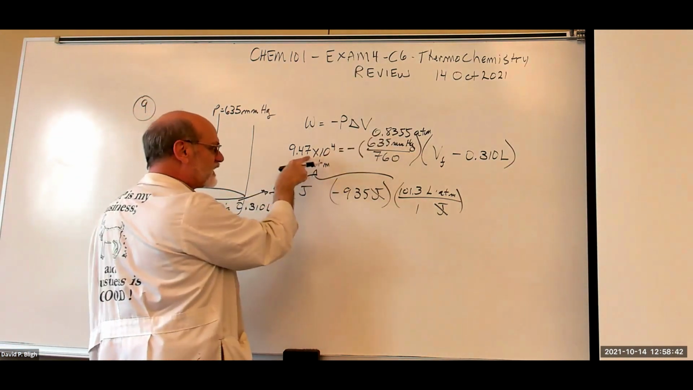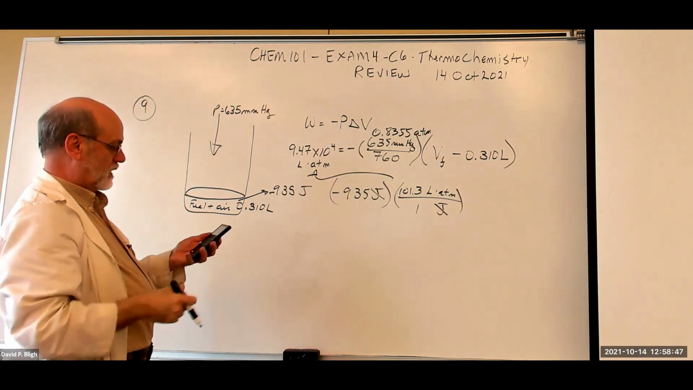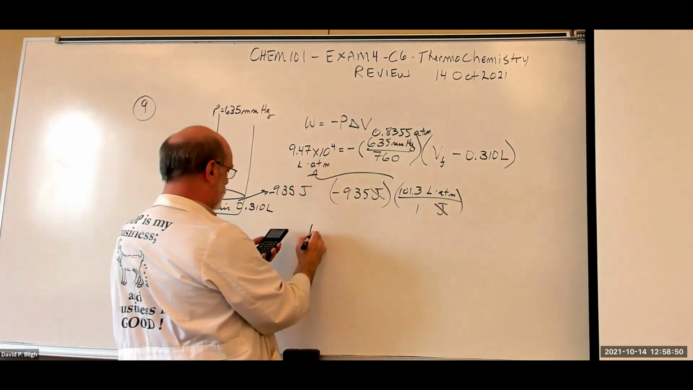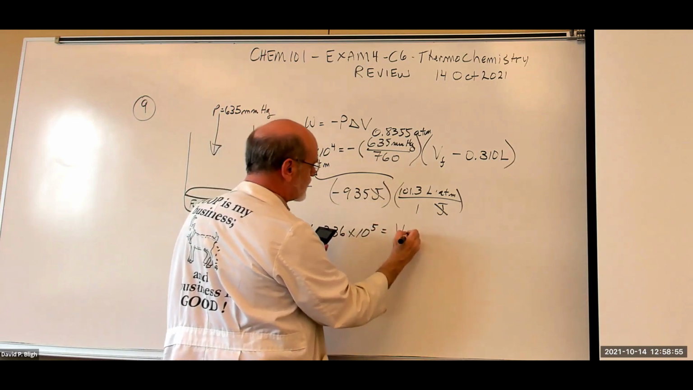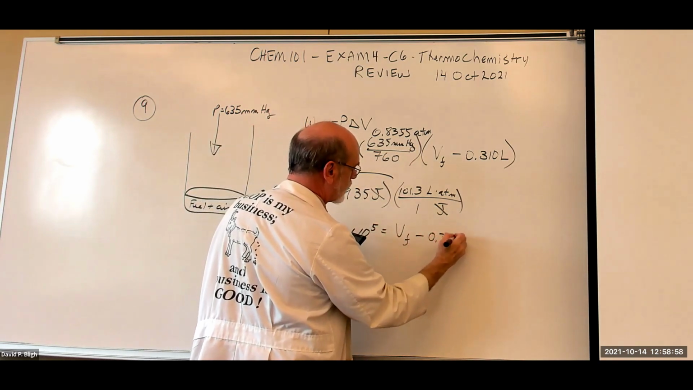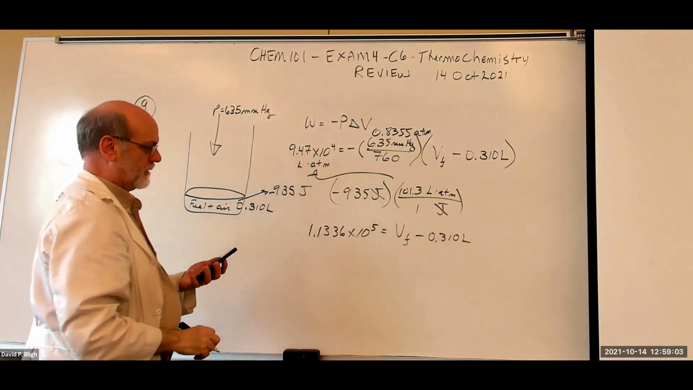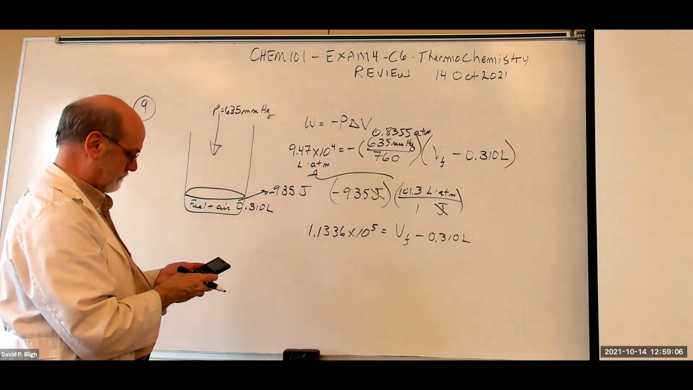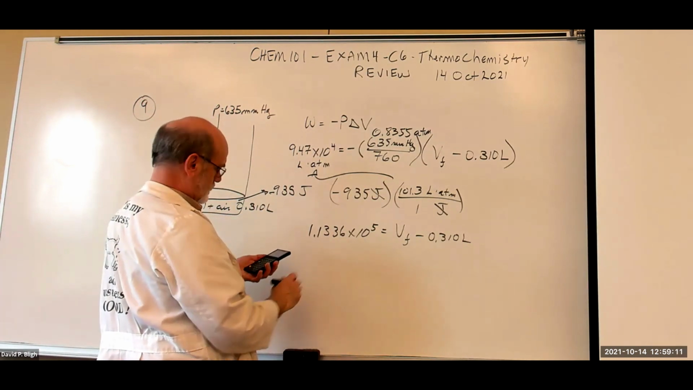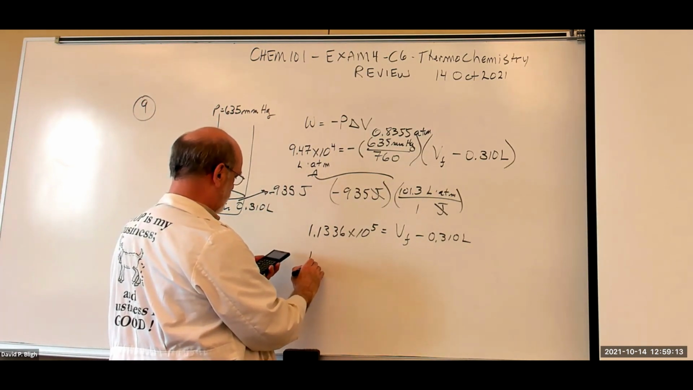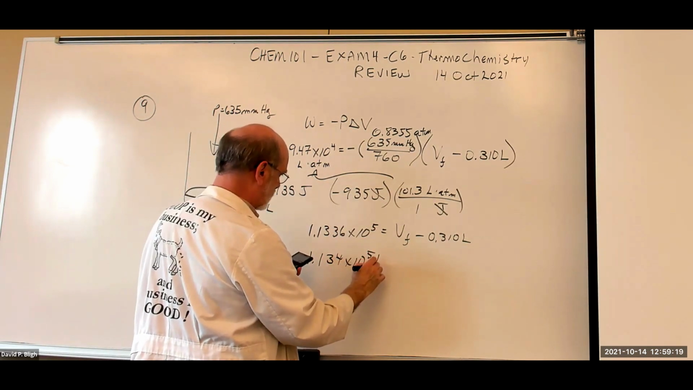Okay, so we're going to divide this one into that value right there. Let me see if I've got them in order in my calculator. Yep. So now I've got 1.1336 times 10 to the fifth equals VF minus 0.310 liters. So I just add this one to that side, and that'll be our volume. And it didn't make much of a difference. 1.134 times 10 to the fifth liters.